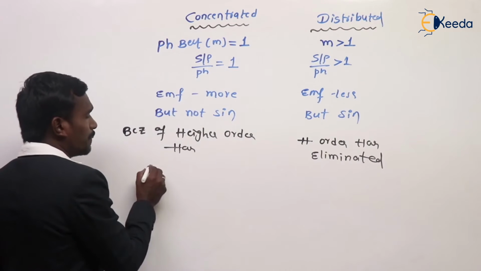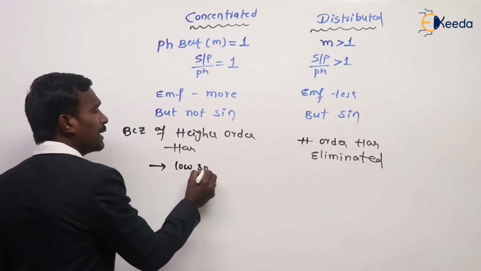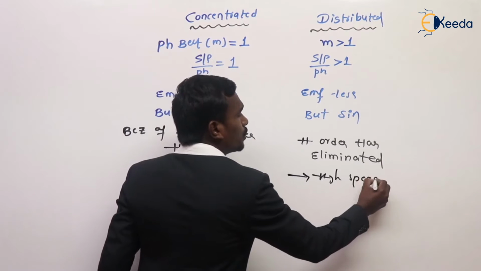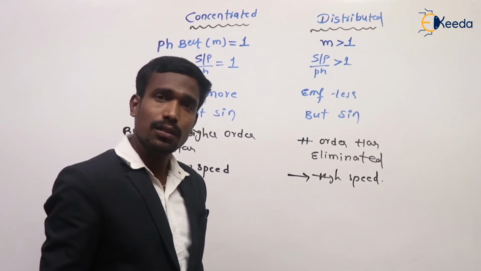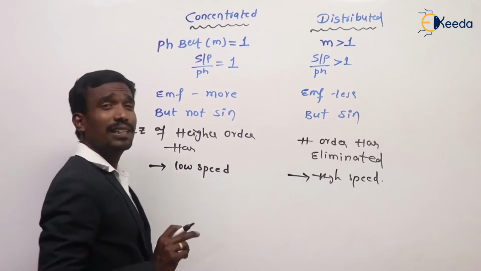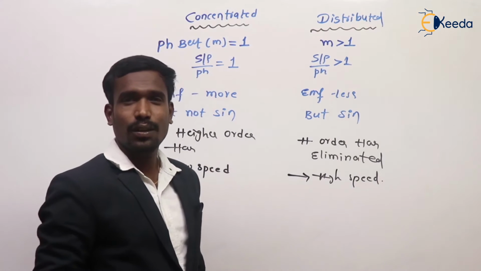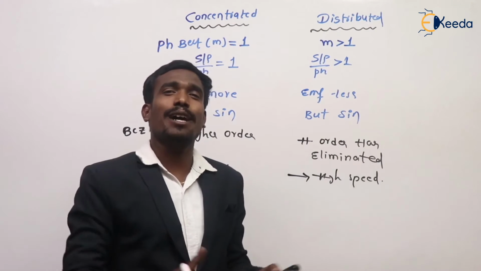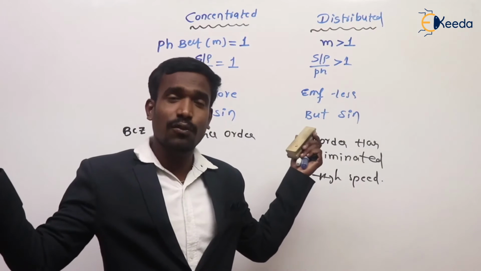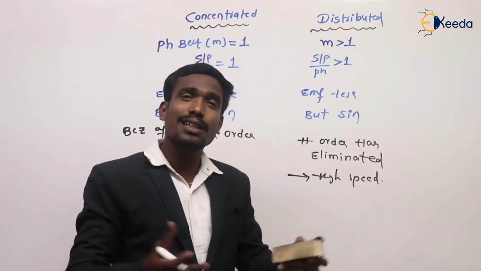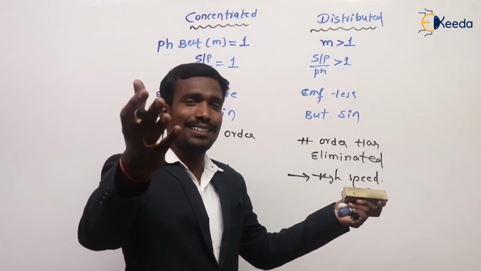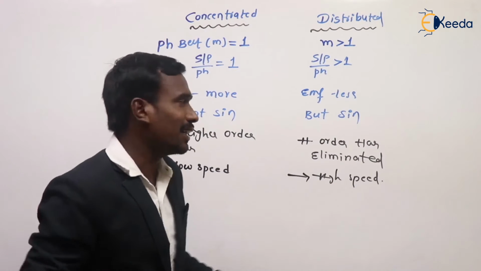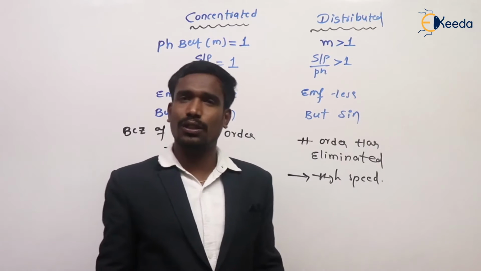Also, generally concentrated winding is used for low speed applications, and distributed winding for high speed applications. In a transformer we use concentrated winding because the speed is 0. For high speed applications, if you use concentrated winding, it leads to dislocation of the winding from the slots. That's why for high speeds we use distributed winding. I will give one example for these two windings, then you can get 100% clarity.